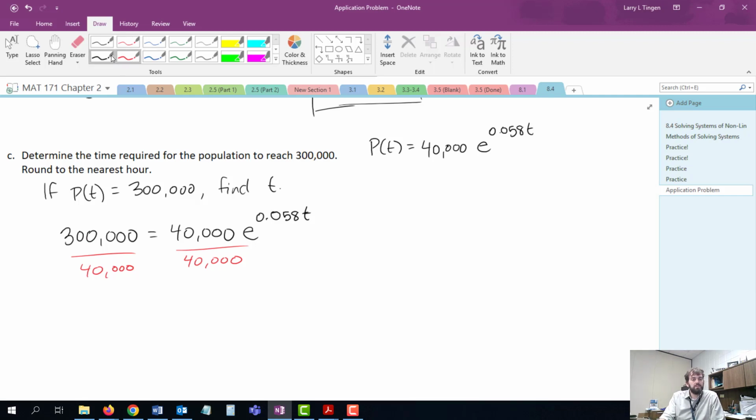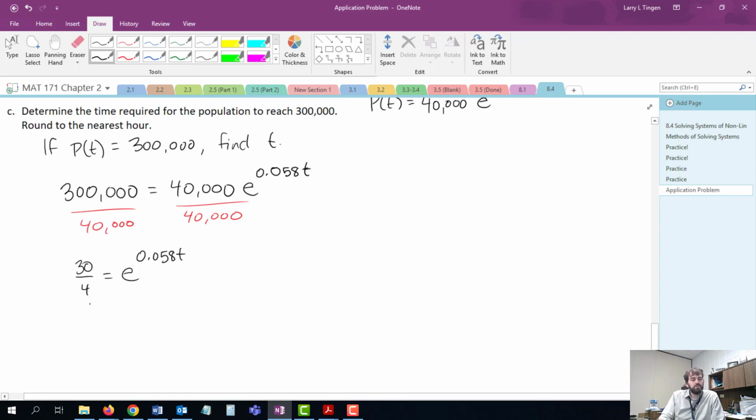300,000 divided by 40,000 is going to leave me 30 over 4, which is 15 over 2. We'll do that on the next step. That leaves me e to the 0.058 t. Let's reduce 30 over 4 to 15 over 2 just to make life a little easier. And now I have my exponential is equal to some number. I want to get the power down. So to do that, I need to take the natural log. If I take the natural log on the left, I have to take it on the right to maintain equality.